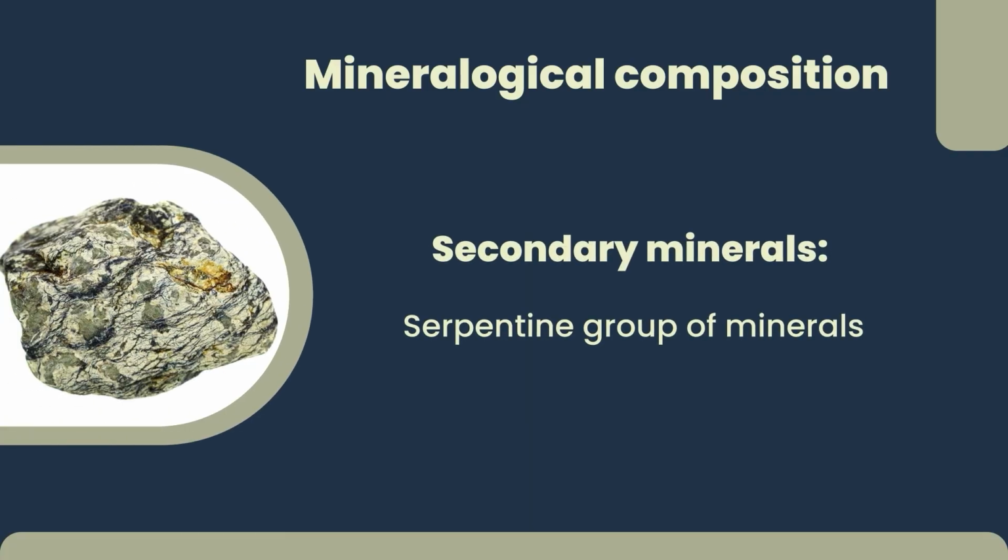Secondary minerals can be serpentine group of minerals. Serpentine group of minerals are phyllosilicates. These are formed by alteration of peridotitic rock. Peridotites get altered very easily, and serpentine group of minerals can be commonly found in association with peridotites. So, these secondary minerals can be found very commonly.